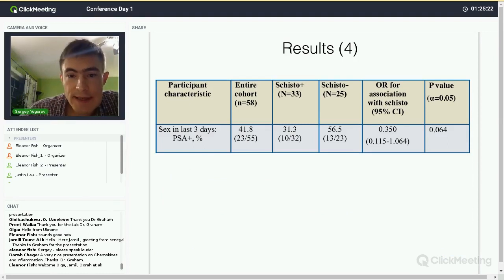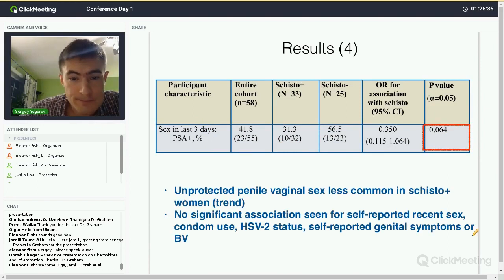We also looked at sexual activity in the last 3 days using the PSA test. And what we found was a trend. Women with schistosomiasis were less likely to have had recent sexual interaction. We also saw no significant association for self-reported recent sex, condom use, herpes simplex virus, self-reported genital symptoms, or bacterial vaginosis.